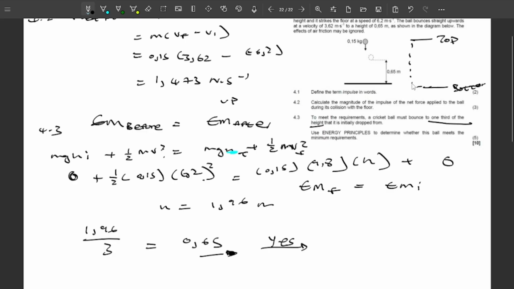And when they said you should prove using mechanical energy, you do know that it can reach a certain height, but then you have to prove it, that this ball can reach it, right? So basically this is the minimum height that each and every cricket ball has to reach.